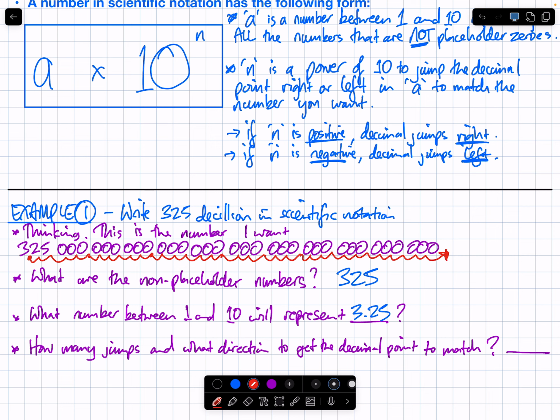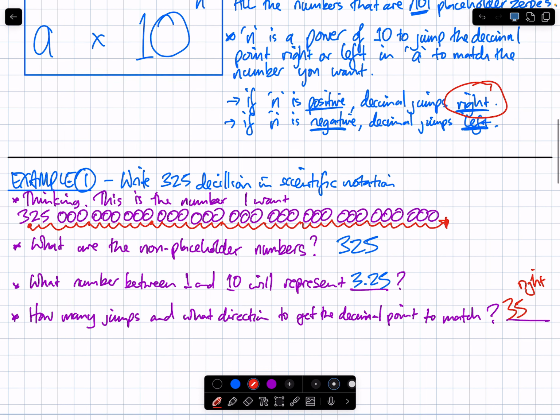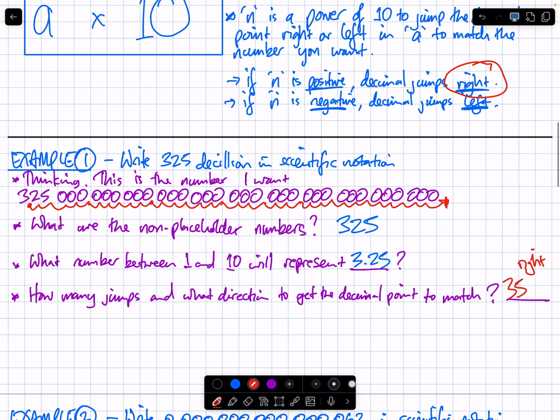How many jumps did it take to get the decimal point places matching? Where did I just count? 35. What direction did it jump? Right. So according to this, what sign should n be? Should it be negative or should it be positive? It should be positive. So how many jumps in what direction? 35. Right. So what am I going to write for scientific notation? Your answer is going to be this.